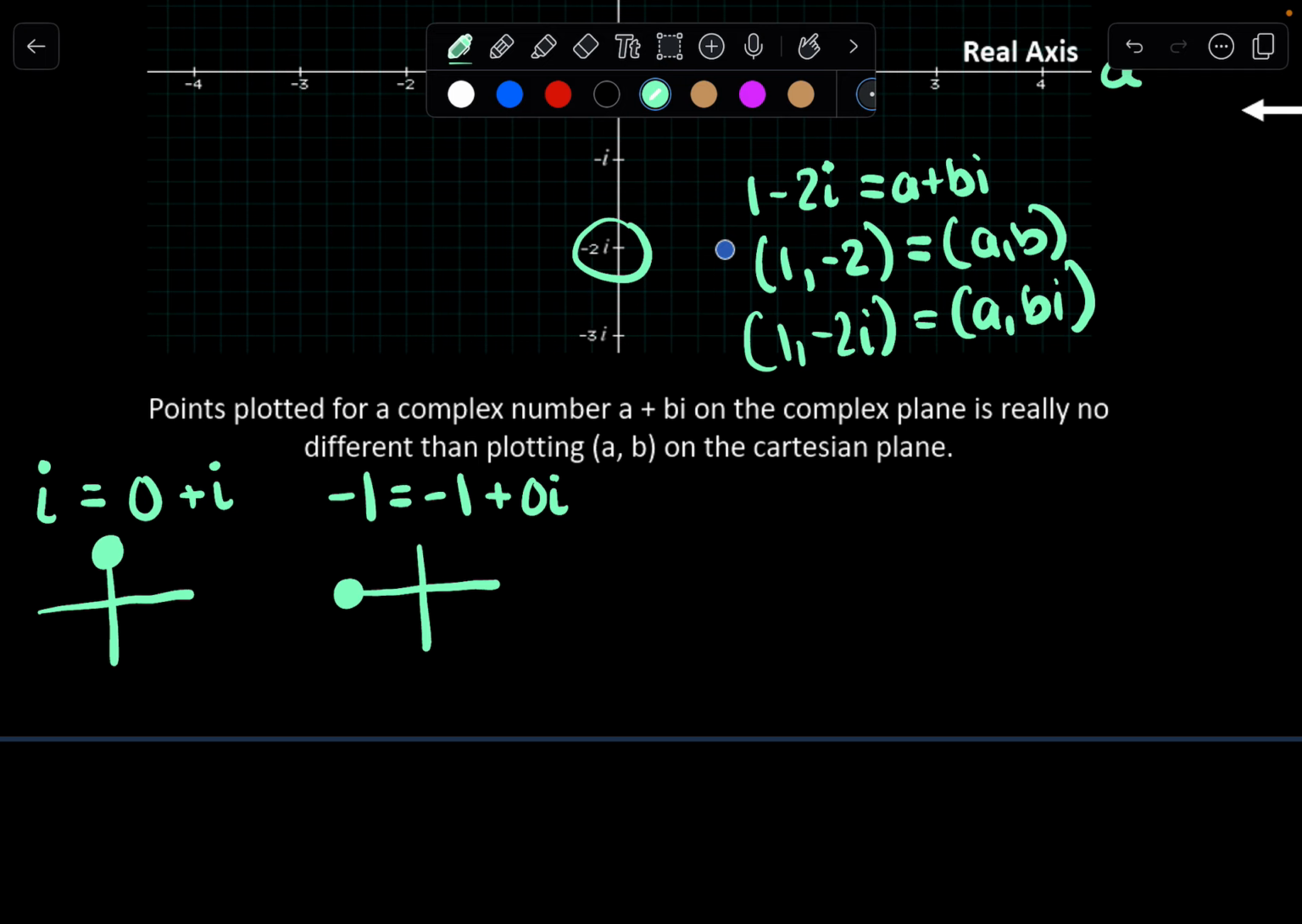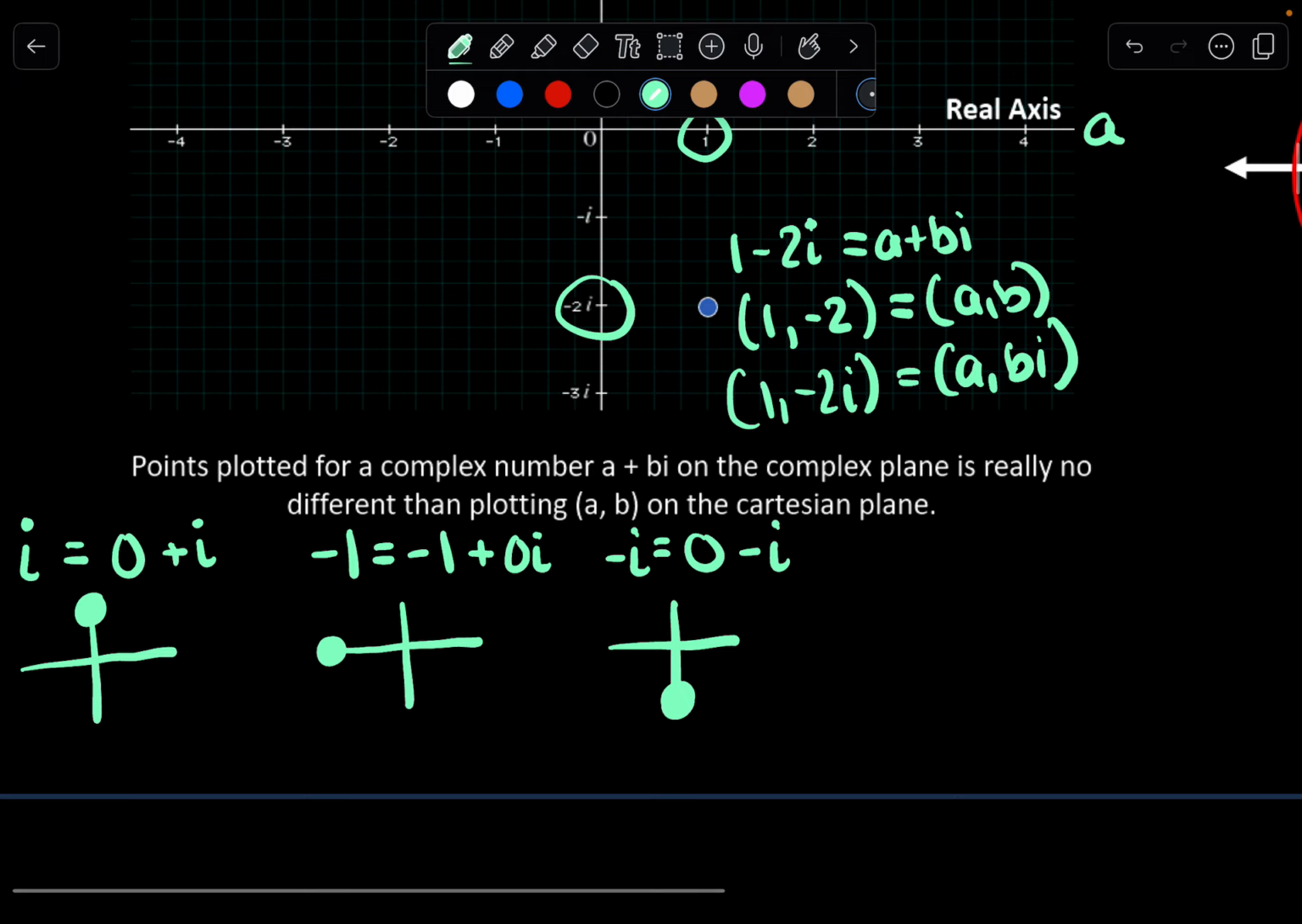Let's try negative i. If I were to do negative i, the real component is 0, the imaginary component is negative 1. And if I were to plot this in the complex plane, I would be down here on the imaginary or vertical axis. And let's try positive 1. So positive 1, I have 1 plus 0i. This means I will be here on the right side.